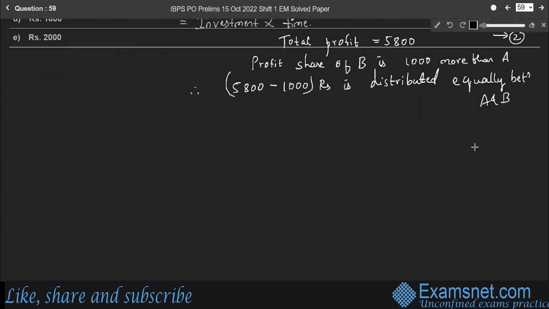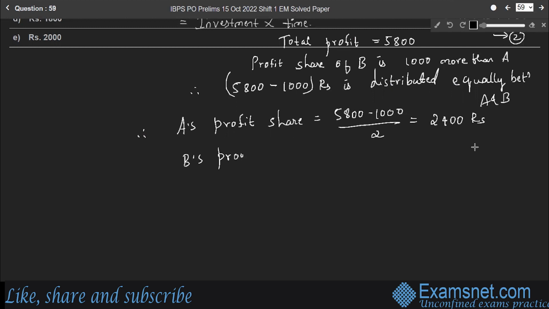Therefore, A's profit share is 5,800 minus 1,000 divided by 2. 4,800 by 2 is 2,400 rupees, which is A's profit share, and B's profit share is 1,000 more than A's share, that is 2,400 plus 1,000, which is 3,400 rupees. Therefore, 2,400 plus 3,400 is 5,800, the total profit, right?